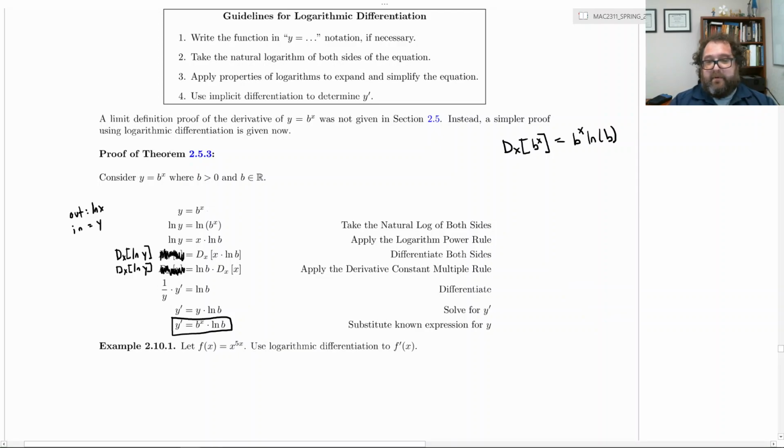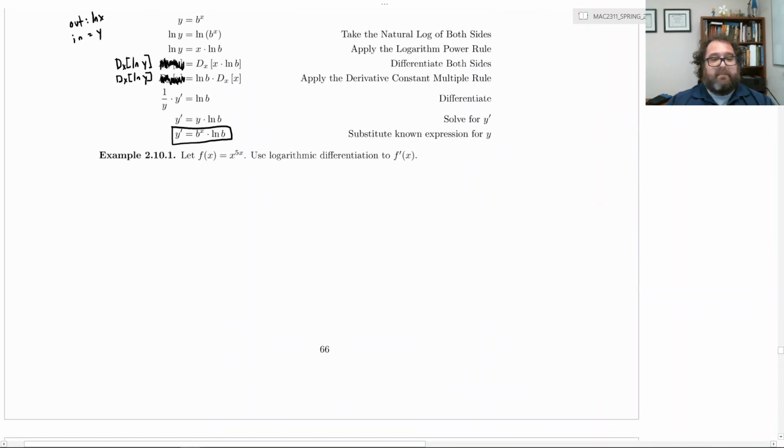All right, let's look at an example from scratch. So that's a proof of theorem 2.53, which we already knew the result of, but now we know why it's true. Now, let's look at example 2.10.1. This is one of those examples. We have a variable base to a variable power. We want to find the derivative.